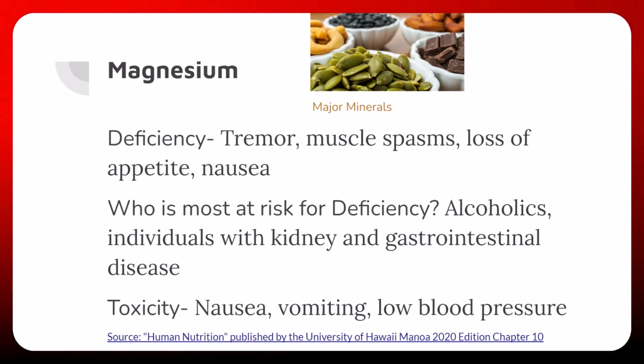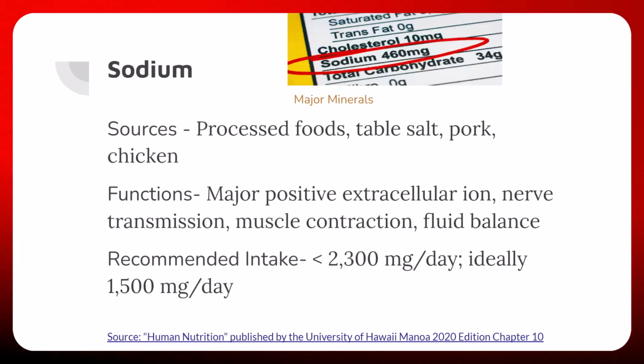If you had a deficiency of magnesium, you could have tremors, muscle spasms, loss of appetite, and nausea. Who is most at risk for such a deficiency? Alcoholics and individuals with kidney and gastrointestinal diseases. Toxicity might look like nausea, vomiting, and low blood pressure.